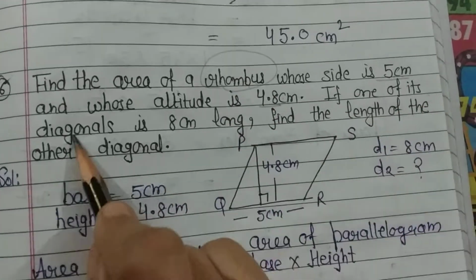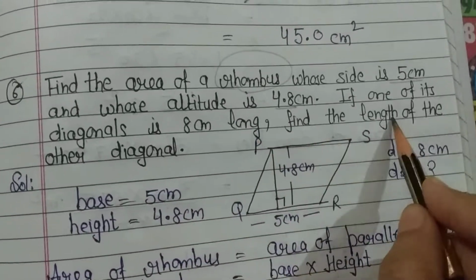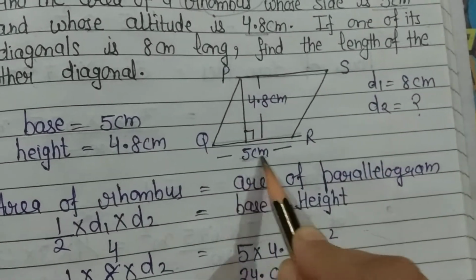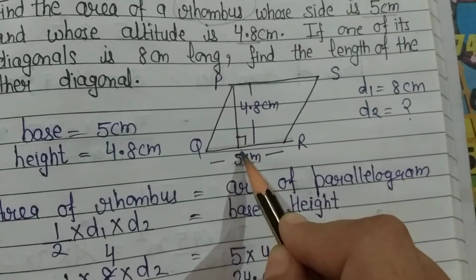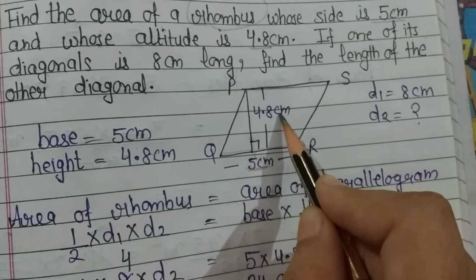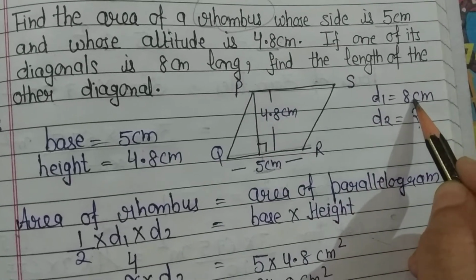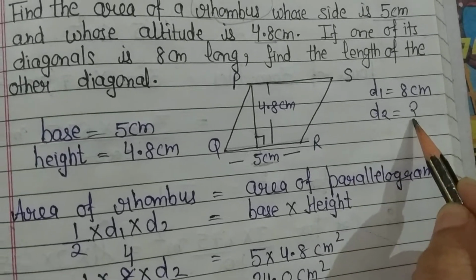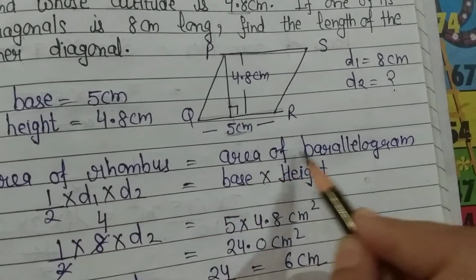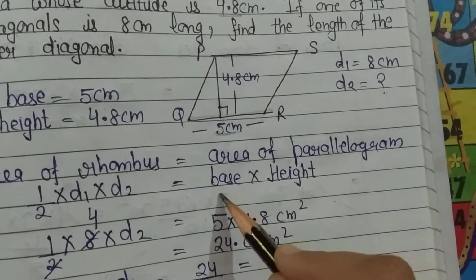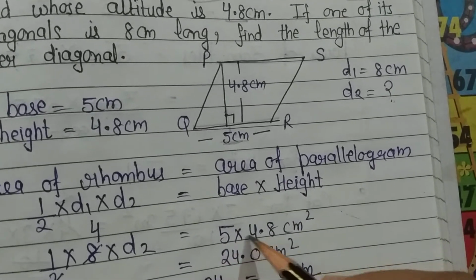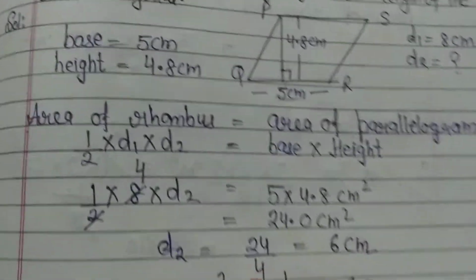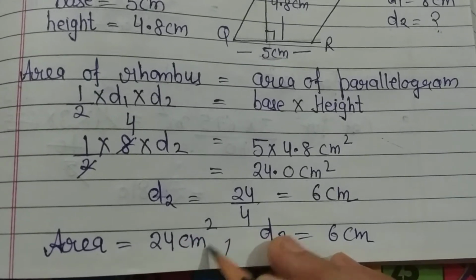Now if one of its diagonal is 8 centimeter long, find the length of the other diagonal. Now it is a rhombus, its base is 5 centimeter and its corresponding altitude is 4.8 centimeter. Now the diagonal one is given 8 centimeter and you have to find D2, the second diagonal. Now area of the rhombus is equal to the area of the parallelogram, which is equal to base into height. So put the value 5 into 4.8 centimeter square, which is coming 24 centimeter square.